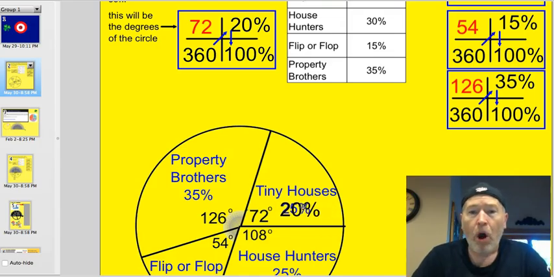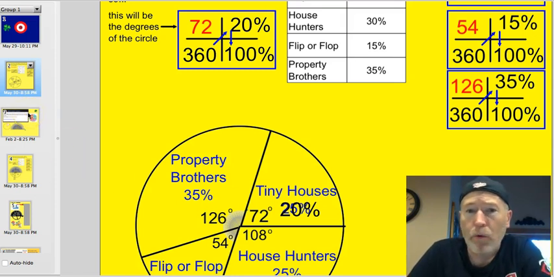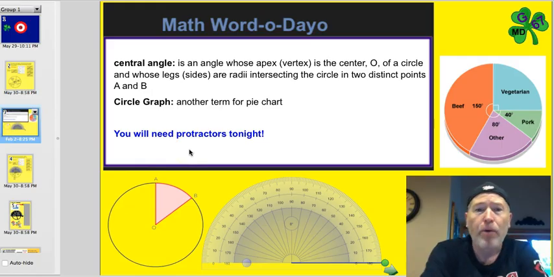Okay? All right. We're ready to look at some vocabulary, and we'll work through a couple other examples. I'm sorry this is going to take a little longer when we're working, but I think it'll make it useful for you. You're going to need a protractor tonight, so make sure you grab one of those.